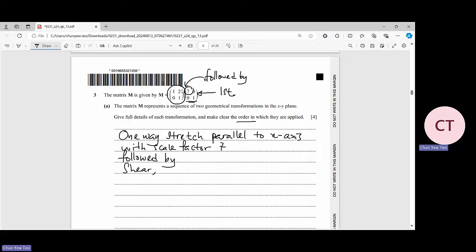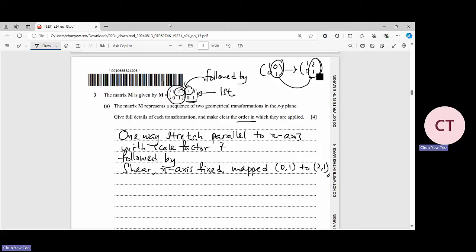Okay, so this shear is a 2. That means originally 1 0 0 1, after you shear, you become 1 0 2 1. So shear is that this has changed to this. So what you need to do is just say that shear is that the x-axis is fixed and map the (0, 1) to (2, 1). Just like that. So this is the answer for the number 3A.